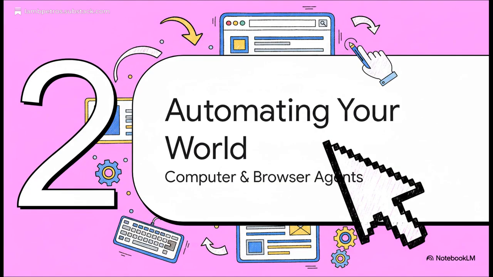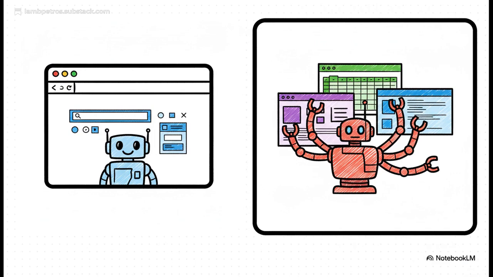Let's kick things off with a category that's probably the most accessible for everyone: agents that can control your computer and browser just like a human would. This is where AI really stops being just a chatbot and becomes a true digital assistant that can click, type, and navigate for you. And right off the bat, you've got this fundamental choice to make.